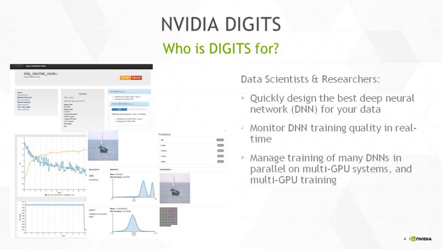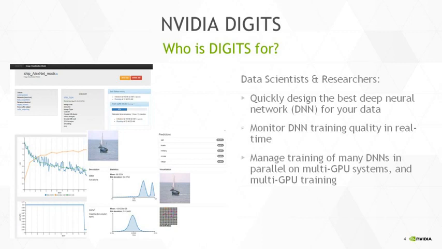There are a lot of neural networks out there, and you may want to take your data and experiment with different neural networks and see how well each one performs with your data. DIGITS is really good for that, so anybody interested in doing that can use DIGITS to help them do that.